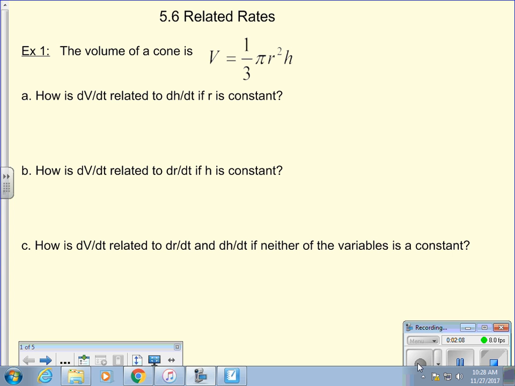So the first one: how is dV/dt related to dh/dt if r is a constant? If r is a constant, then my variables are volume and height. What we're talking about here is taking the derivative of the volume of a cone where the radius is a constant and the height and the volume are the things that are changing. So I take the derivative of each side. The derivative of V would be dV/dt. There's no number in front of it. There's nothing else. So it's just plain dV/dt.